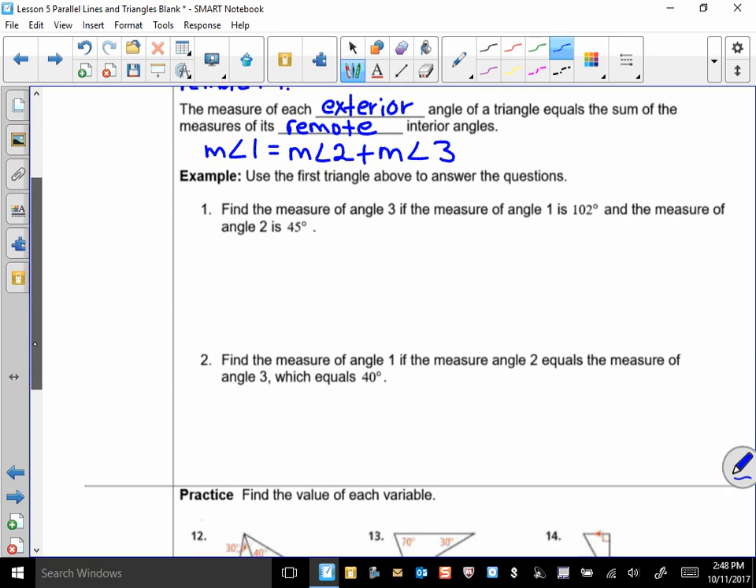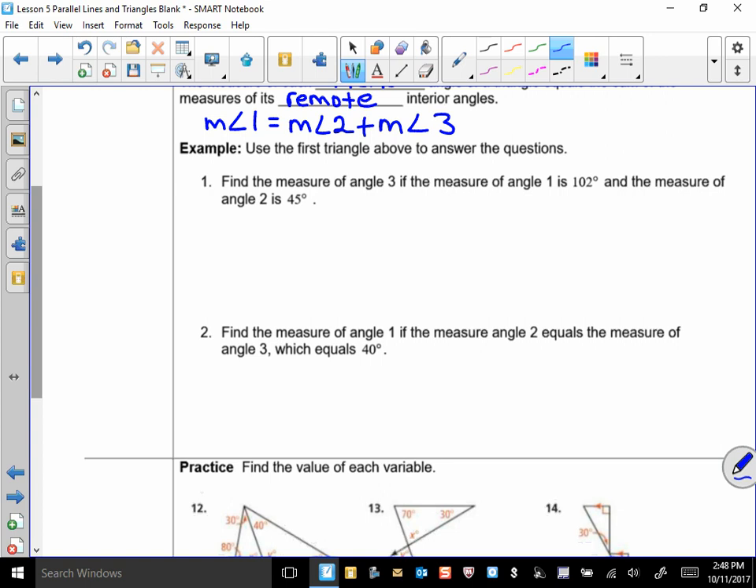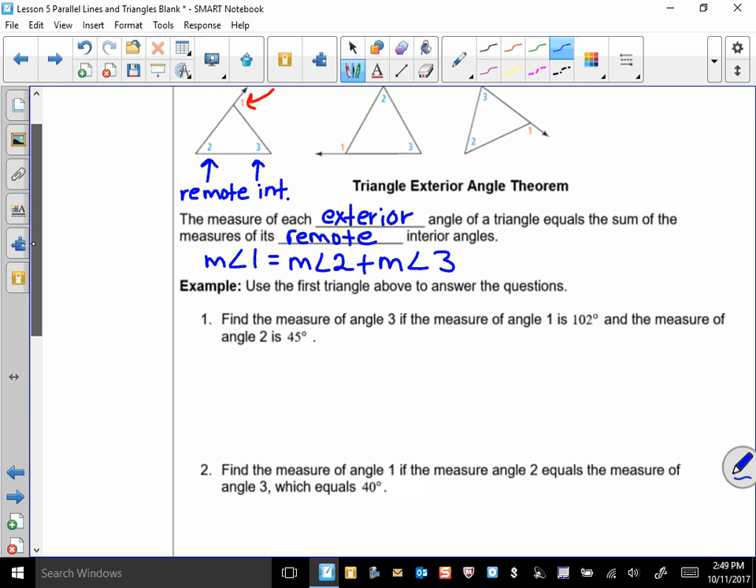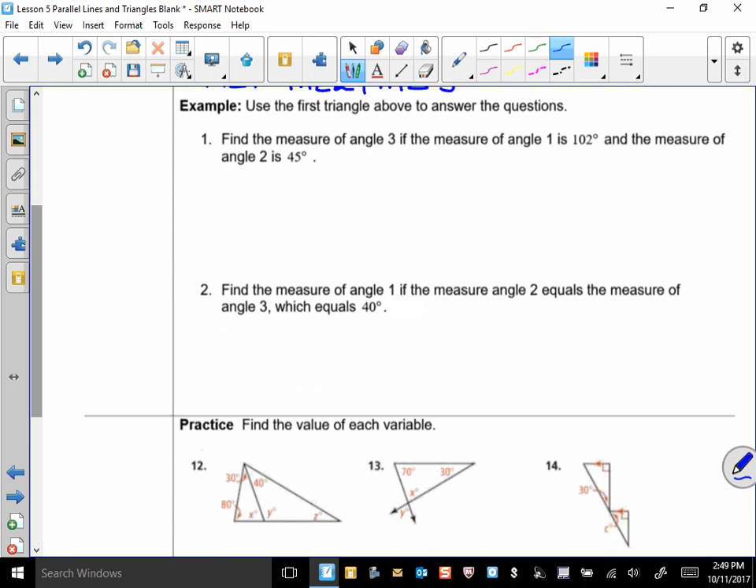So let's do a couple of problems. Find the measure of angle 3 if the measure of angle 1 is 102. Okay, well it says use the top. Okay, so I'm going to redraw it down here so I can remember what it looks like.